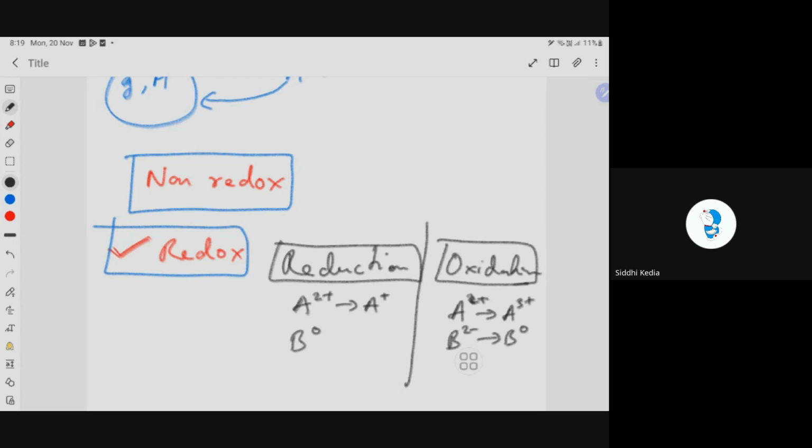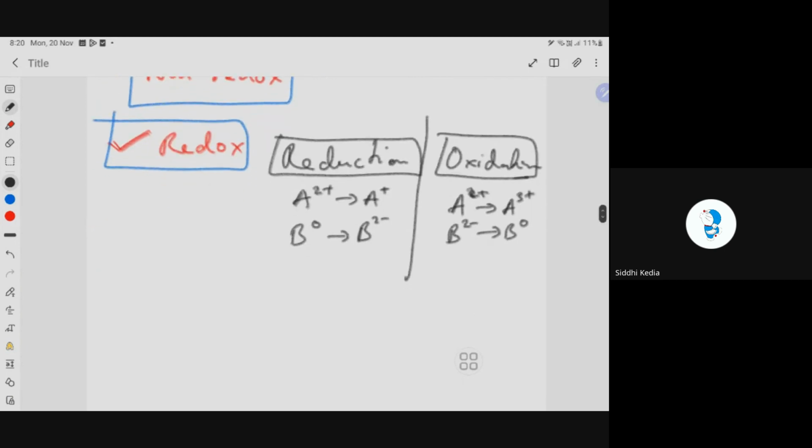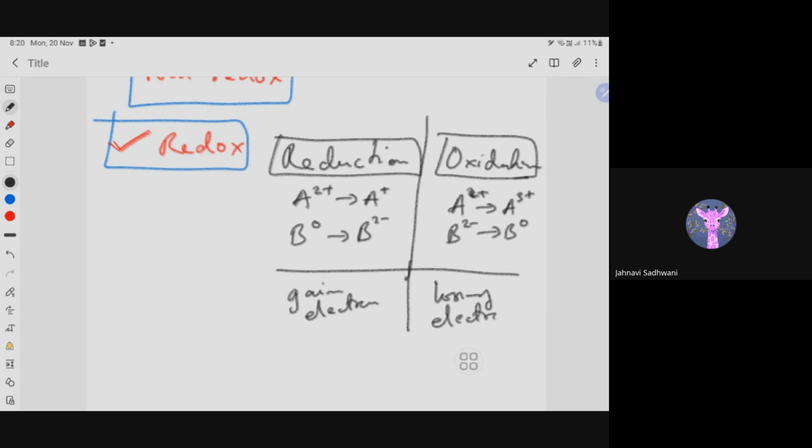Like O2, where O is zero, becoming O 2 minus, or B zero becoming B 2 minus or B 1 minus. Is that clear? What is happening in reduction? It is gaining electrons, therefore the positive charge is reducing. And in oxidation it is losing electrons, therefore the positive charge is becoming more. Like B 2 minus was there, it lost both the electrons and became B. Is that clear?